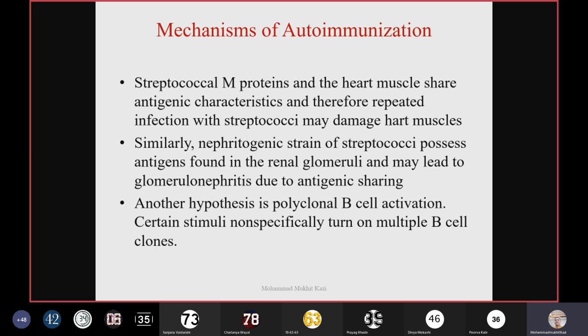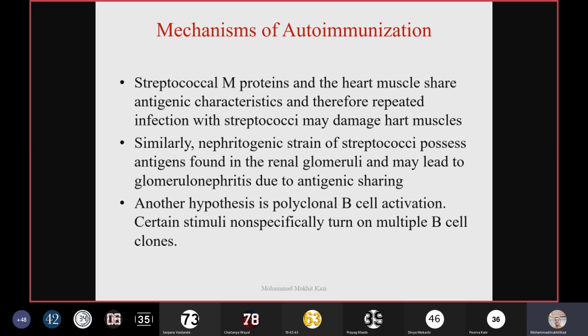Similarly, nephrogenic strains of streptococci possess antigens found in the renal glomeruli. So the antigens present on the streptococcal cell surface mimic the renal glomeruli. What happens if the streptococcal infection occurs again? It may also lead to glomerulonephritis due to the antigenic sharing. So these are the two autoimmune diseases which you should know. One is of the heart muscles and the second one is glomerulonephritis.